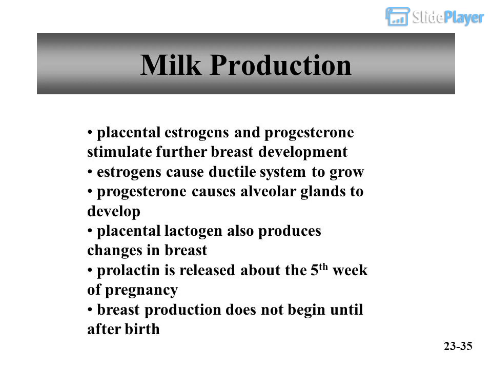Placental estrogens and progesterone stimulate further breast development. Estrogens cause the ductal system to grow. Progesterone causes alveolar glands to develop. Placental lactogen also produces changes in the breast. Prolactin is released about the 5th week of pregnancy. Milk production does not begin until after birth.